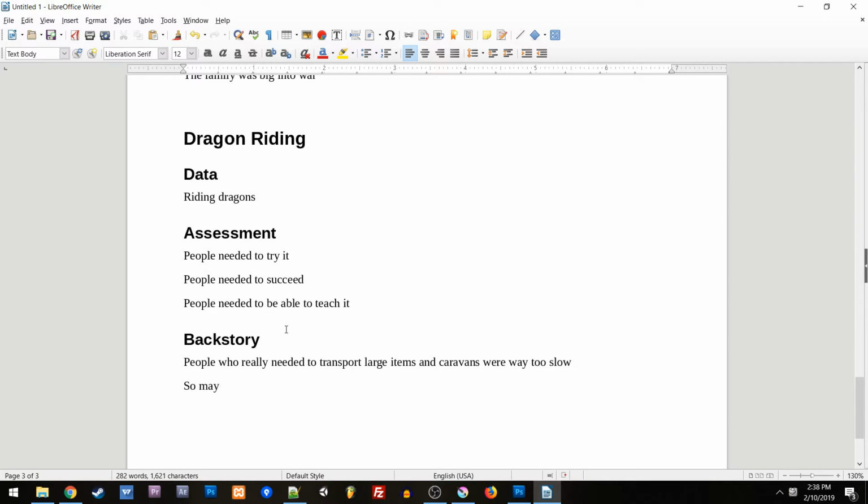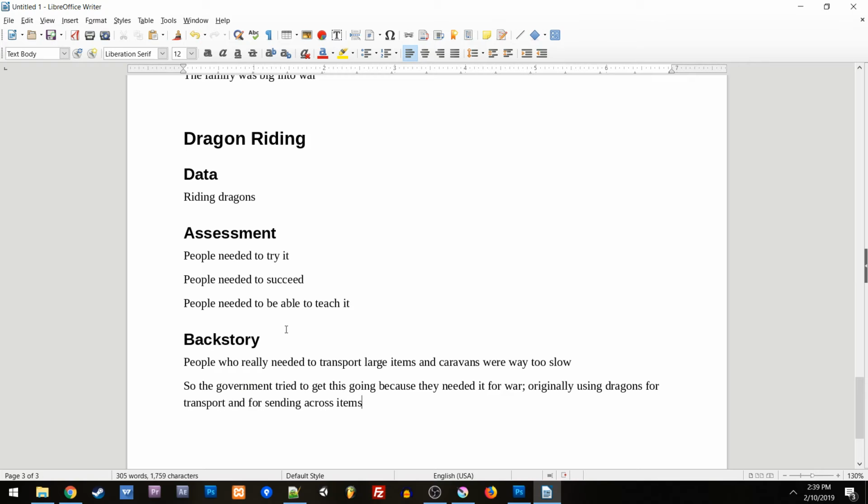So maybe the government tested it. The government was trying to get this going because, well, they needed it for war. Caravans were too slow to bring the supplies that the front lines needed. So they were originally using dragons just for transport and for sending across items.